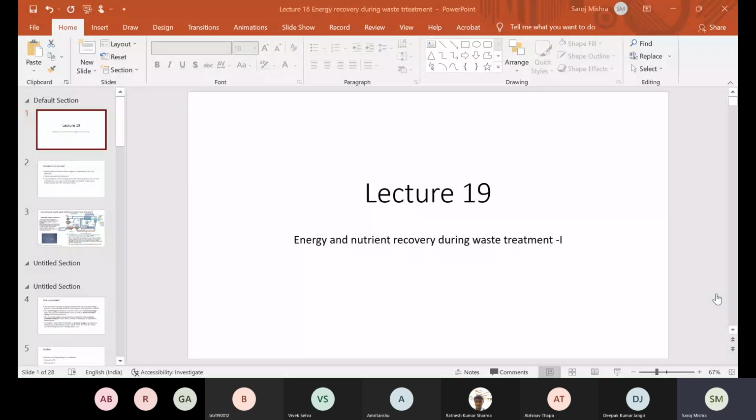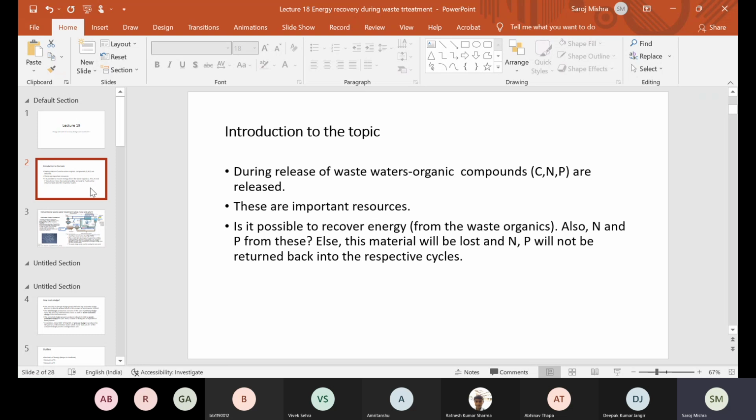Okay, so now we are moving on to the next topic, which is energy and nutrient recovery during waste treatment. Now, let me explain what is the need for recovery of nutrients and energy.